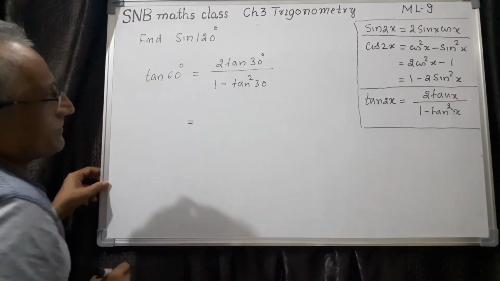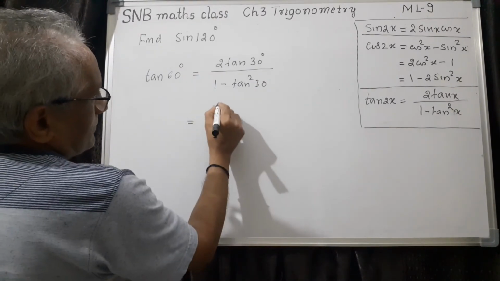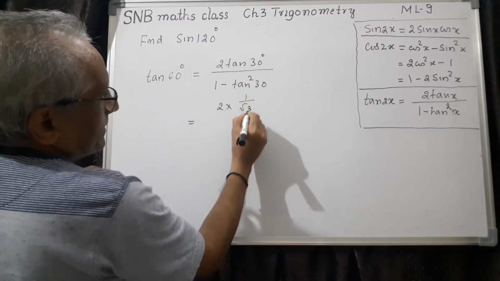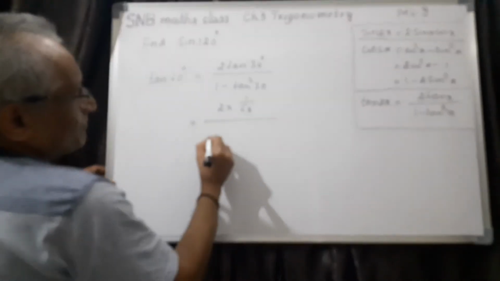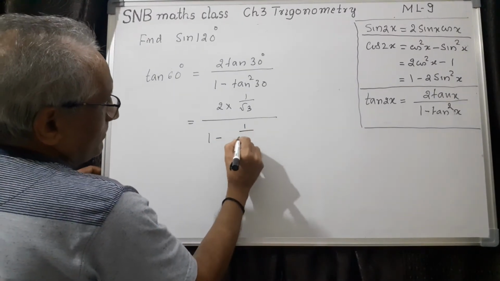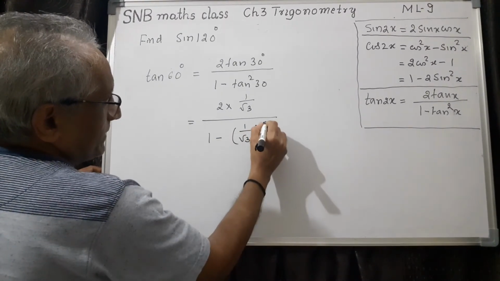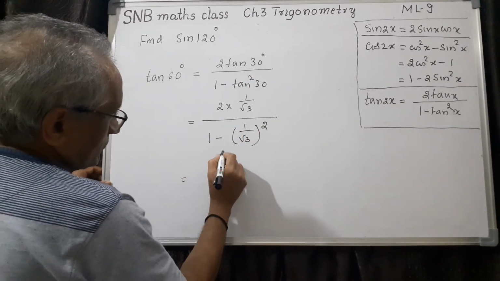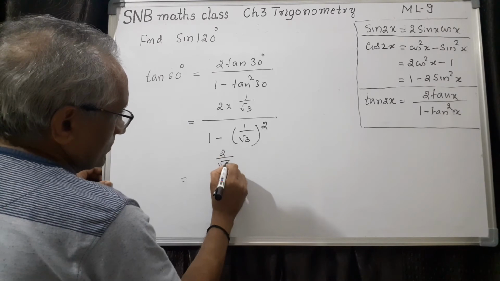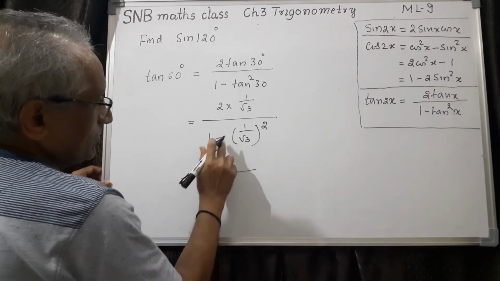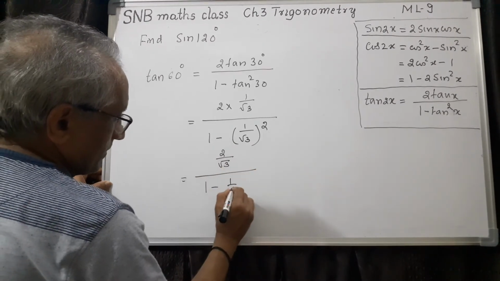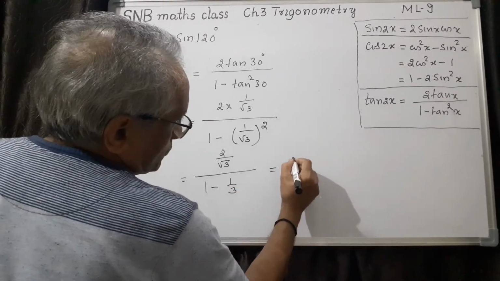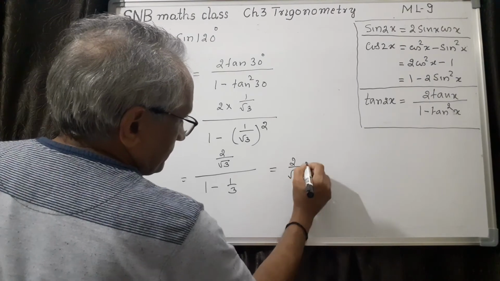So this will be equal to 2 into, what is tan 30? It is 1 by root 3, divided by 1 minus 1 by root 3 the whole square, tan square 30. So simplify. This of course is 2 by root 3 above. Below you can simplify further, it is 1 by 3. So this will be equal, I will write here, 2 by root 3, this one.